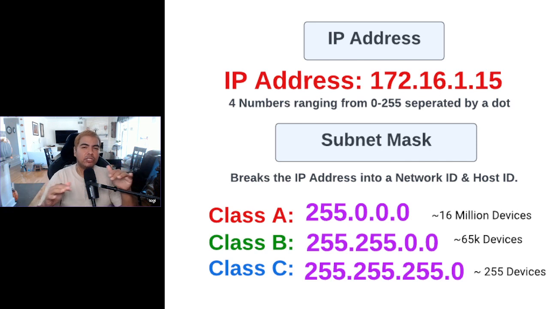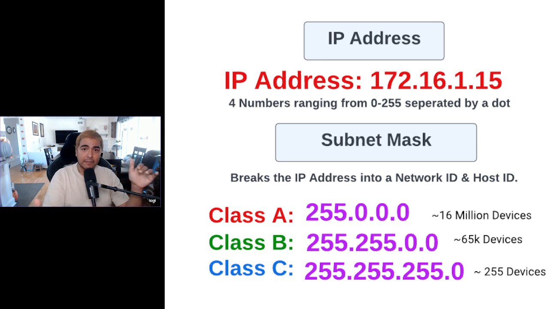Now an IP address doesn't work alone. We use a subnet mask with it. And a subnet mask breaks that IP address into a network ID and a host ID. A network ID being the specific network that IP address belongs to, and the host ID being the unique number we give that specific device. That subnet mask has 3 different versions of it. There's a Class A, a Class B, and a Class C.